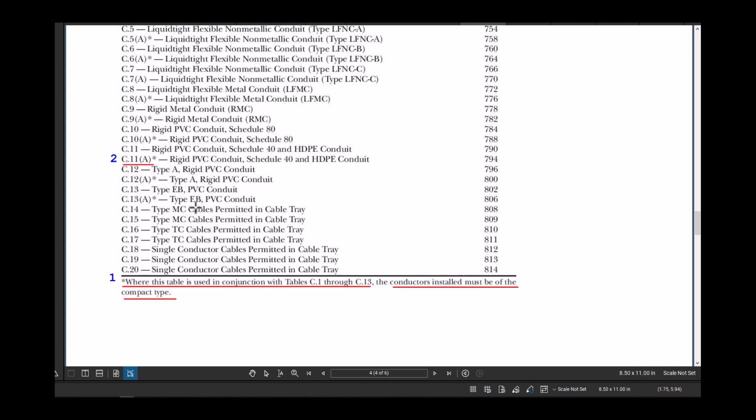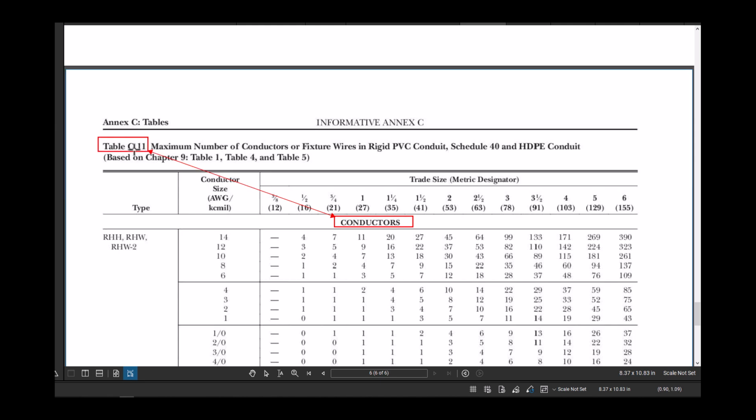And what we're looking in our question, we're looking for rigid PVC conduit, schedule 40, and because we're looking for compact, we should go to C.11a. We don't need to go to C.11 because this is just the regular conductor, not compact. And if I try to show you the difference, this is the table for C1. It says table C1, it talks about conductors.